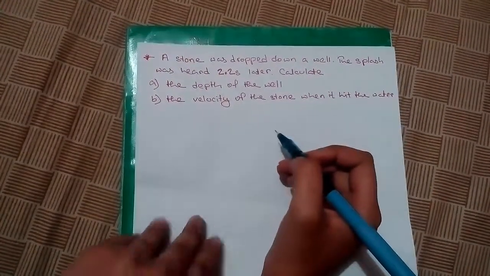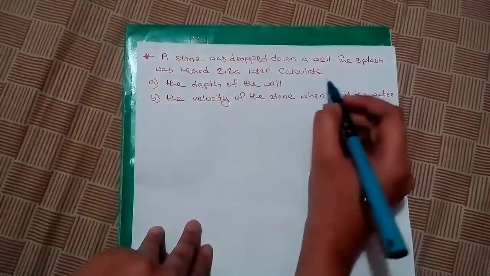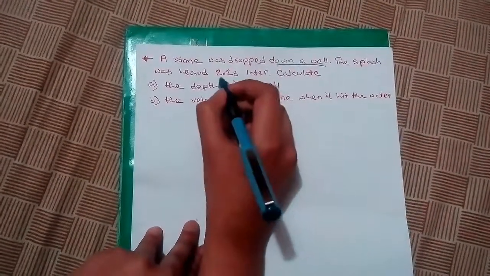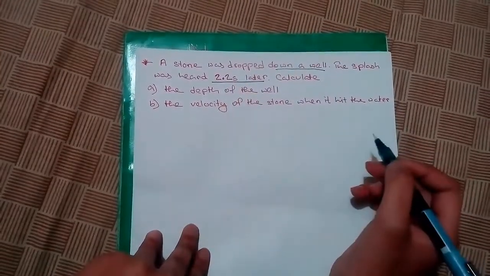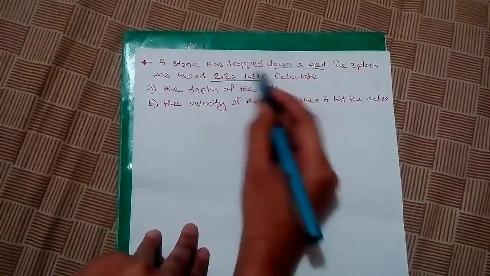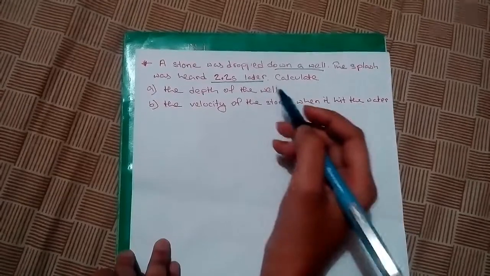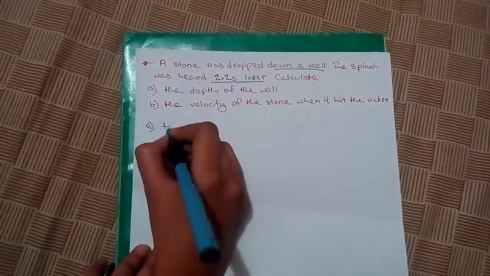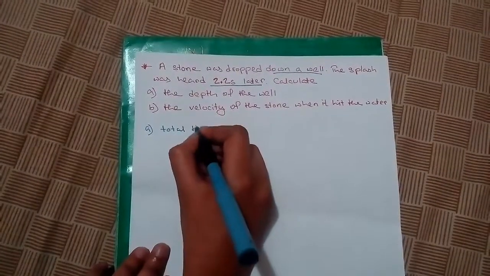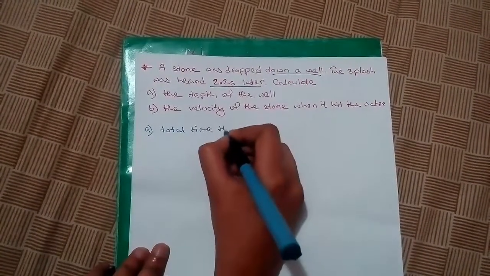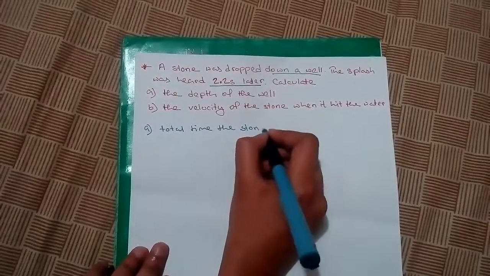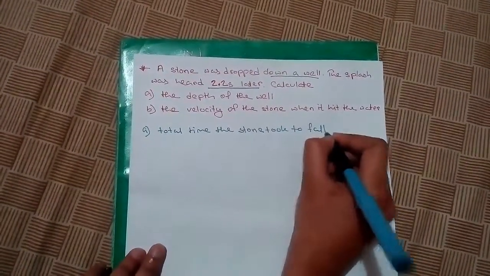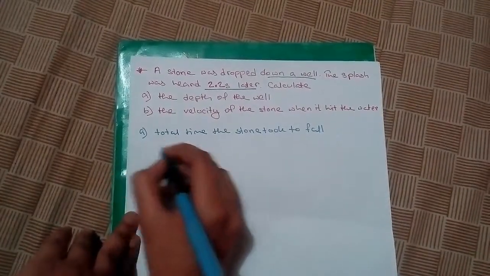First আমরা keywords গুলো underline করি. Dropped down a well, and the other one is heard 2.2 seconds later. So a 2.2 seconds later information টা হচ্ছে সবচেয়ে important part. What is this? This is the total time the stone took to fall. Okay, so আমরা just এটাই জানি.